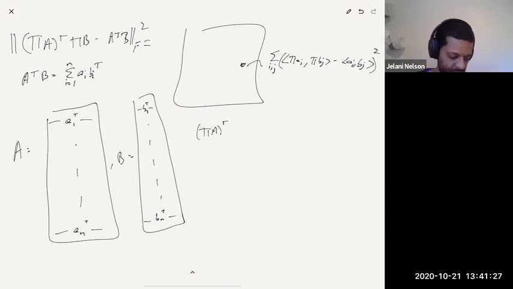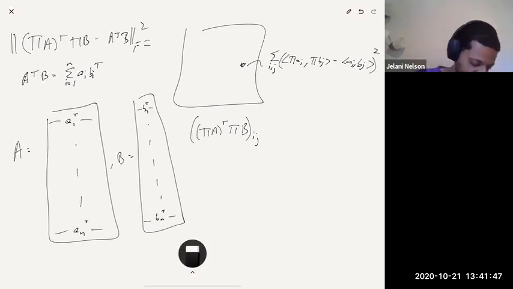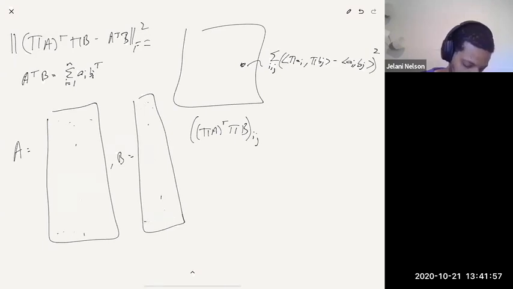So now I think what I want to do is actually change rows and columns. So pi A transpose pi B. So what is that? If you look at the ij-th entry of that, it's saying, look at the i-th column of pi A and the j-th column of pi B and take their dot product. So actually I got a little slightly dyslexic here. For the purposes of this, I want to actually write it the other way around. So let's say this is A_1, this is B_1.